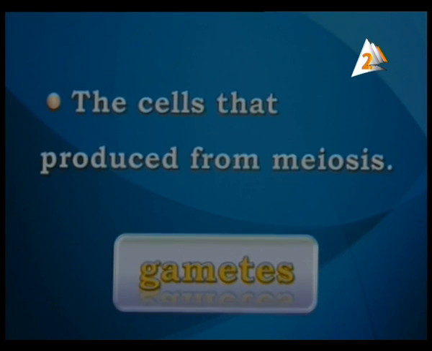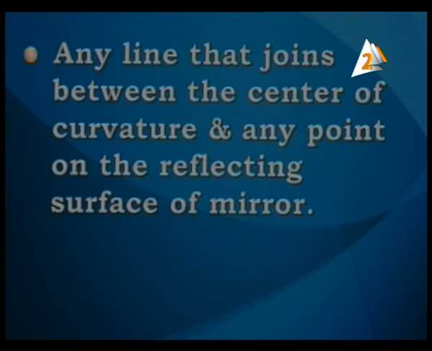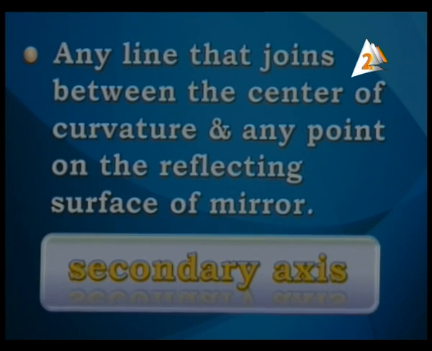But look at this question, besides gametes, the other question: tell me any line that joins between the center of curvature and any point of the reflecting surface of the mirror. Take care. What is the line now? See the line here, we have the secondary axis here. So the line that joins between the center of curvature and any point of the reflecting surface.